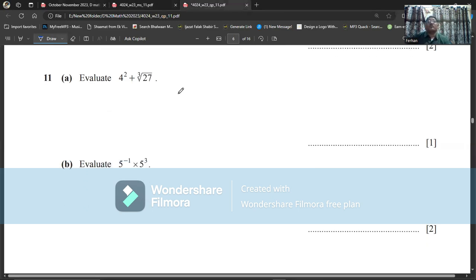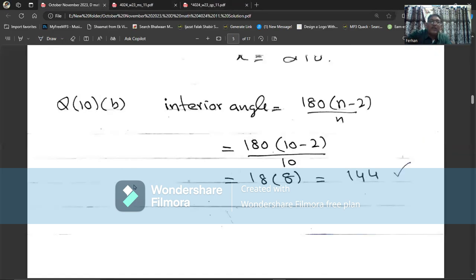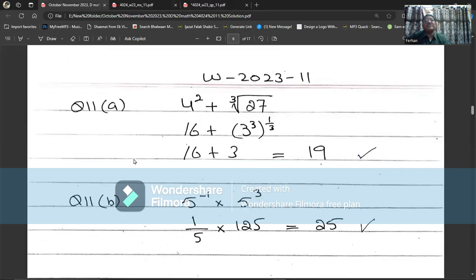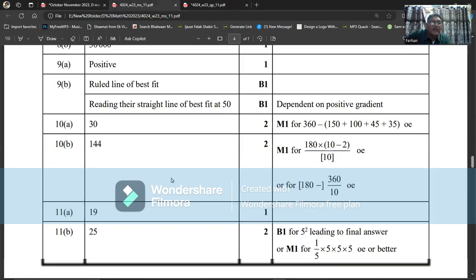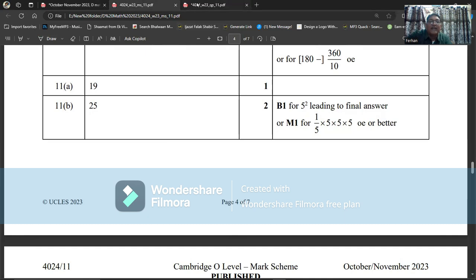The next question on your screen, question number 11, A part. He says, evaluate 4 squared plus the cube root of 27. So 4 squared will be 4 multiplied by 4, and that is 16. For the cube root of 27, 27 is 3 raised to the power 3. Cube root means raised to the power 1 by 3. So the powers will cancel, and you will have only 3 here. 16 plus 3 is 19. Question number 11, A part, 19 is the right answer.